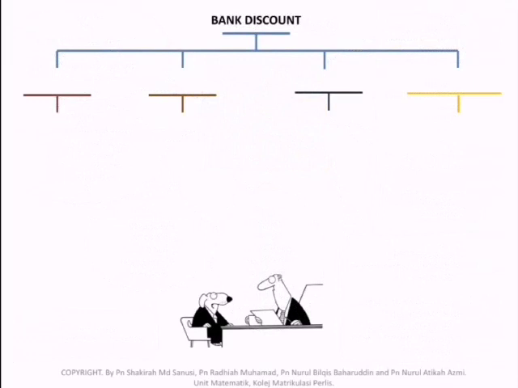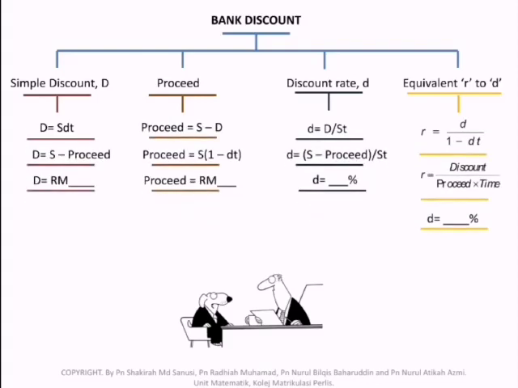Now for subtopic bank discount. In this subtopic, we will learn about first simple discount, which is denoted by capital letter D. Second, proceed. Third, discount rate, which is denoted by small letter d. And then equivalent R to D. So these are the formulas for each category. Please remember the unit for each category. But here student, what is S? So now let's discover S from the situation.